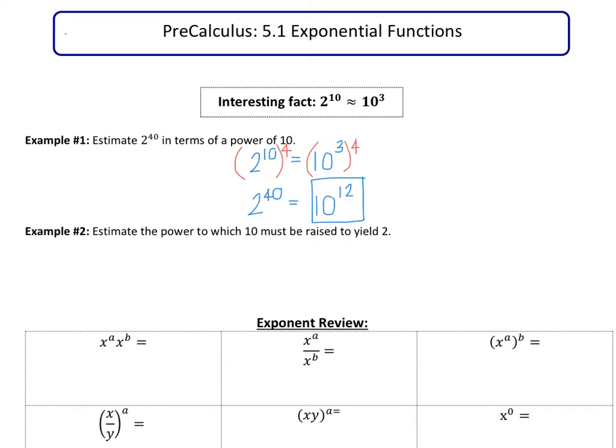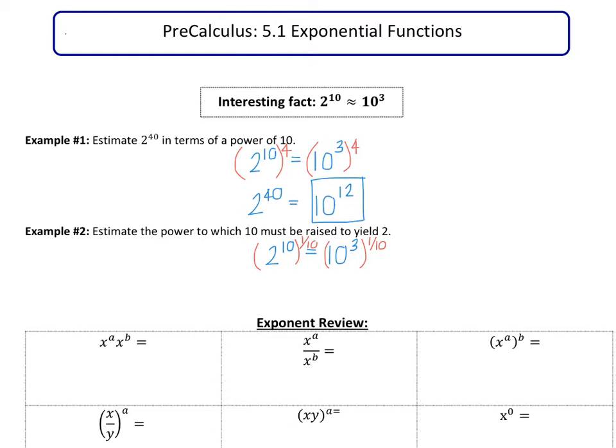Second example, estimate the power to which 10 must be raised to yield 2. In other words, to equal 2. So just like before, I'm going to start with my known fact. And this time, I want the left side to just be 2. That means I'm going to have to raise both sides to a power in order to cancel out that 10 in the exponent. Well, in order to get rid of that 10, I'm going to multiply by 1/10 in the exponent, because a power to a power is multiplication.